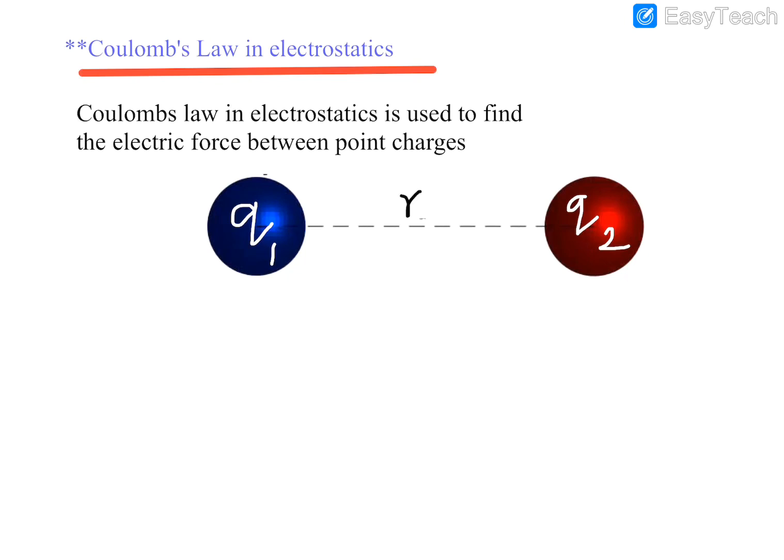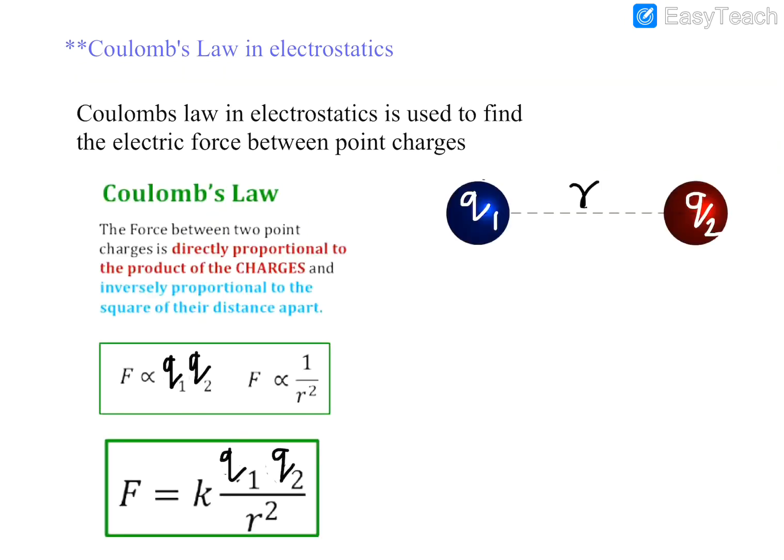So I will give you the statement of Coulomb's law first. According to Coulomb's law, the force between 2 point charges is directly proportional to the product of charges and inversely proportional to the square of their distance. So if you check here, in this law Coulomb is actually expressing the force between 2 point charges in terms of charges and the distance between the charges.